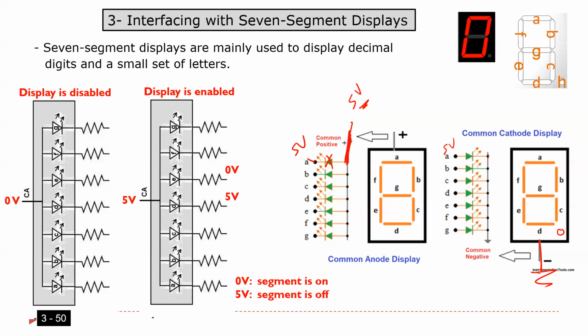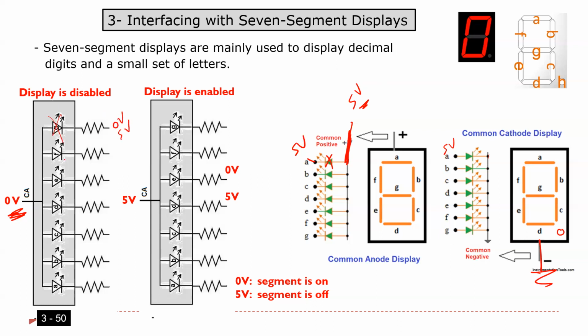Here I showed, guys, for example, this one is a common anode. We connect all the anodes together, as you see here. In this case, if I put 0 volts on the common anode, it's actually disabled. What do you mean by disabled? That means if you put 0 volts or 5 volts here, they are off.